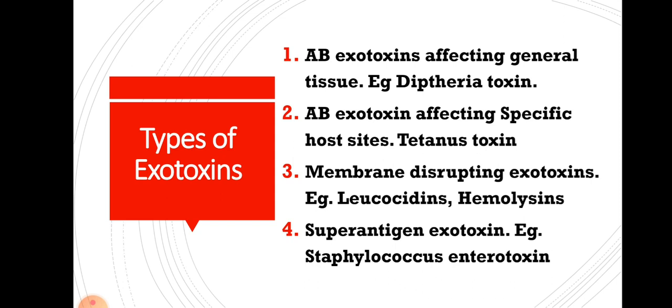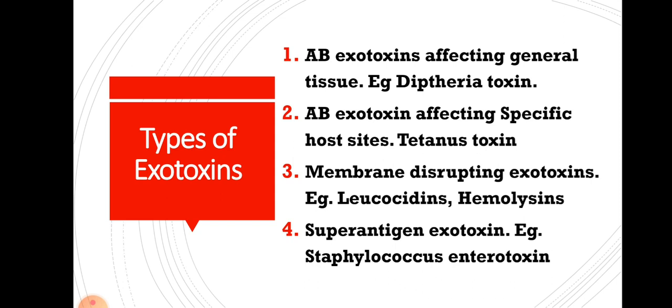Third type is membrane disrupting toxins, example leukocidins, hemolysins, etc. Leukocidins kill phagocytic leukocytes and most of them are produced by pneumococci, streptococci and staphylococci bacteria, while hemolysins disrupt the plasma membrane of red blood cells and some of them also work on cells other than erythrocytes.